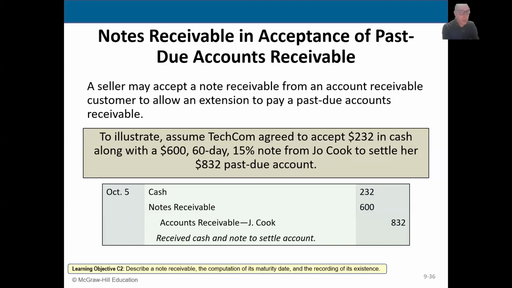Sometimes the business might accept a note receivable from an account receivable customer to allow for that past due, right? This is what I was telling you about. Sometimes the customer doesn't pay us for a while, so we have to figure out a way to encourage them to pay us, and the way to do that is to convert their account receivable into a note receivable. So this is an example of this. Let's assume that our company agreed to accept $232 in cash along with a $600 60-day 15% note. Okay. So customer gives us cash. So debit cash, $232. Debit a note receivable, $600. And we credit the customer's account receivable, right, to reduce the account receivable by that much.